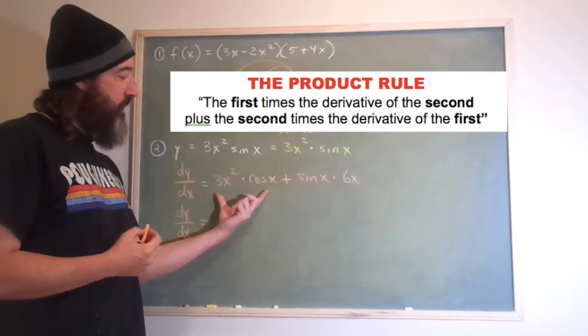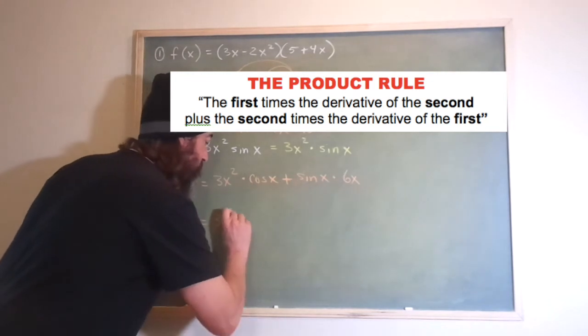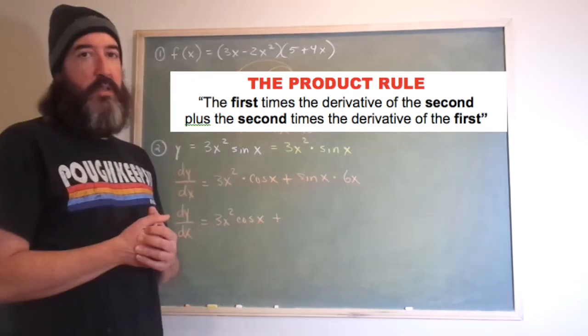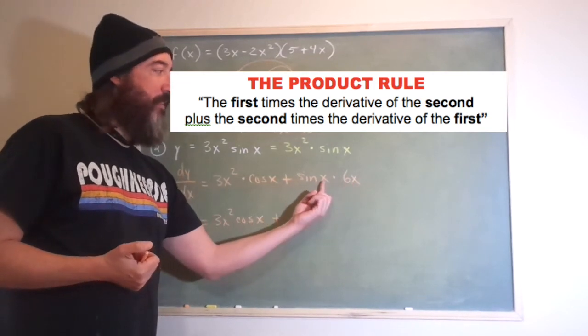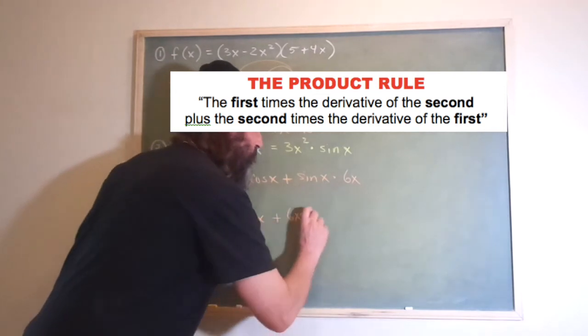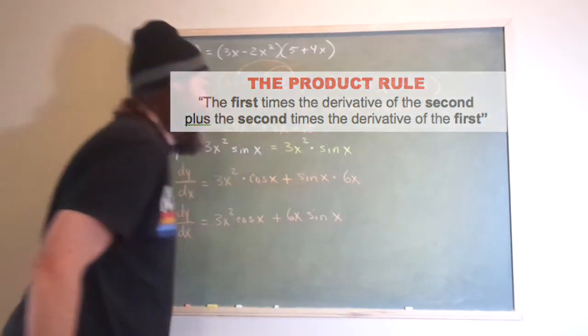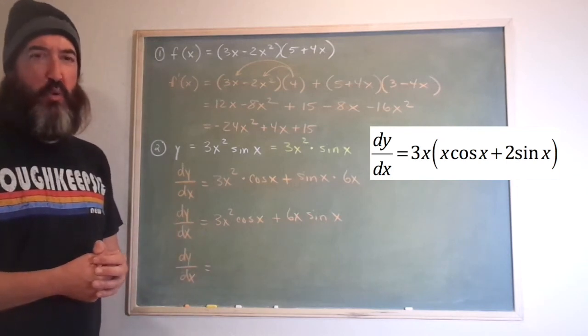There's not much I can do here. 3x squared times cosine x is 3x squared cosine x. And of course, when we multiply sine of x times 6x, we can't multiply this x with the 6x. So I'm going to write it 6x sine x. Now, the way I have it written right now is fine, but I suppose I can go one step further.